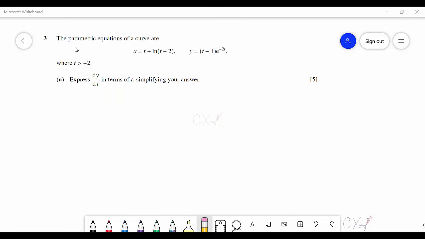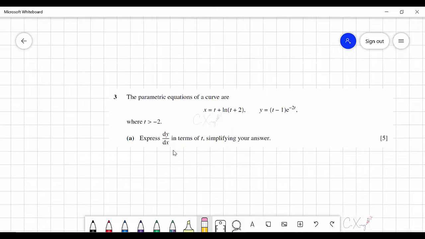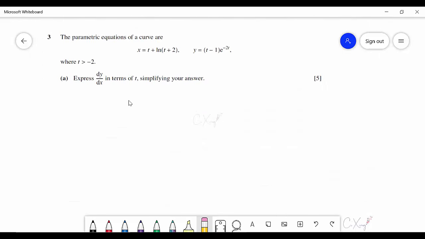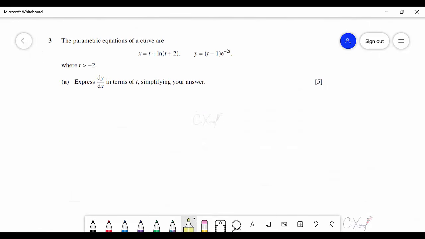We come to question number 3. Question number 3 is about parametric equations. They give you two parametric equations here, x in terms of t and y in terms of t, where you need to be aware that t takes values greater than negative 2. For part A, they want you to express dy over dx in terms of t, simplifying your answer.